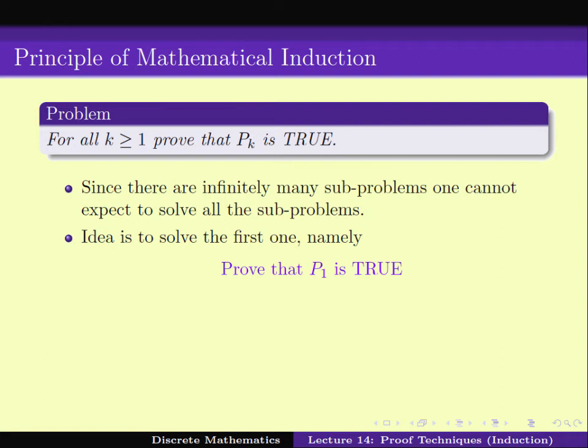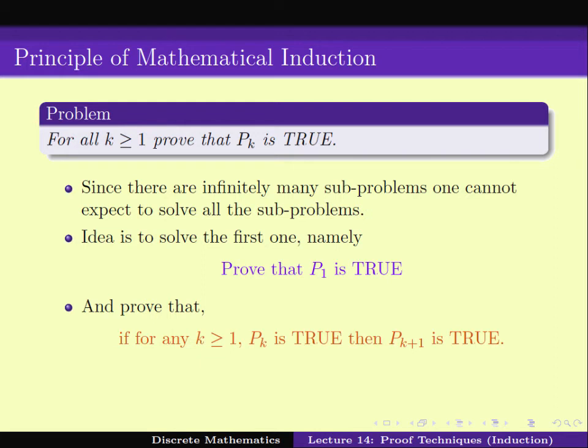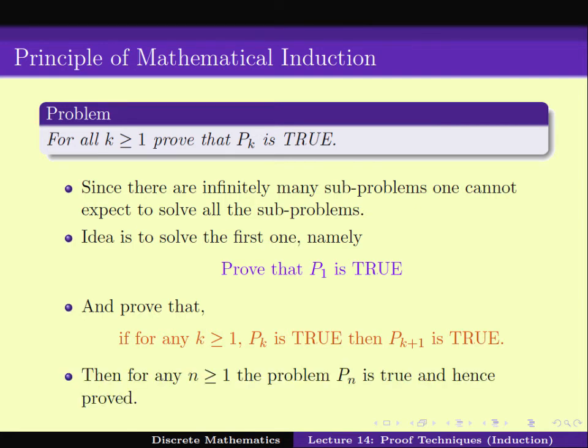So, the idea is that first prove P1 is true. That is something you have to prove. And next, assuming that I have managed to prove pk is true for some k, prove that pk plus 1 is true. And by doing so, I should be able to have convinced you that for all n, this Pn is true. Hence, proof.